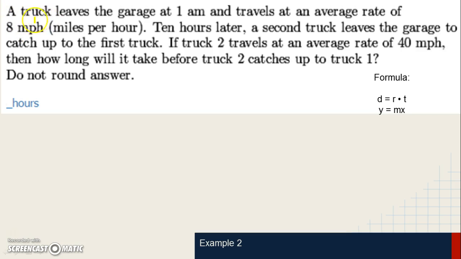So I'm going to go ahead and read through this, and as I read through this, I'm going to highlight the important information. Again, we're looking for distance, rate, and time type things, and we know that we're going to represent it with y equals mx.